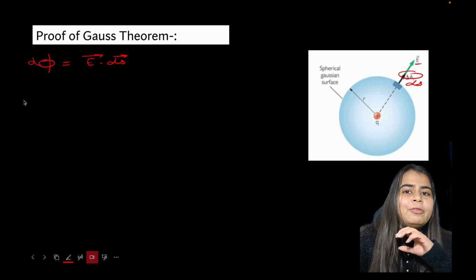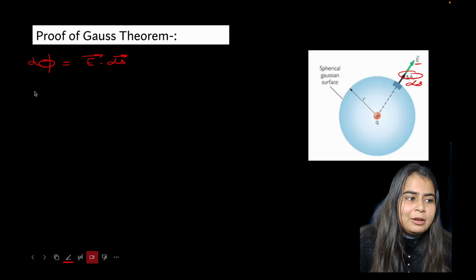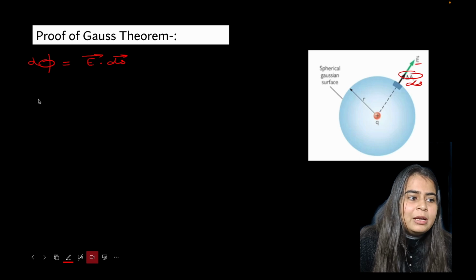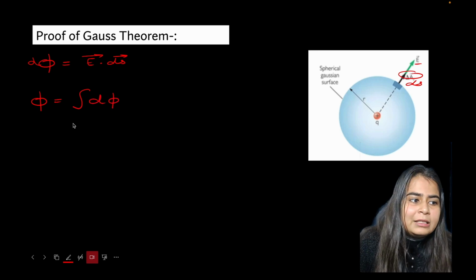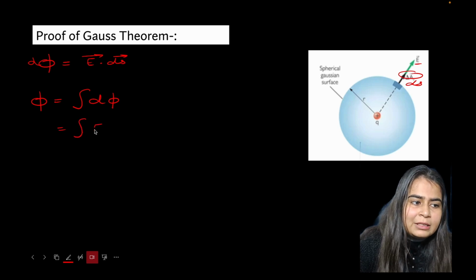Now if I need to find the flux associated with the whole surface, what I can do here is integrate this small flux, right? And if I integrate it, I get the integration of E dot ds.